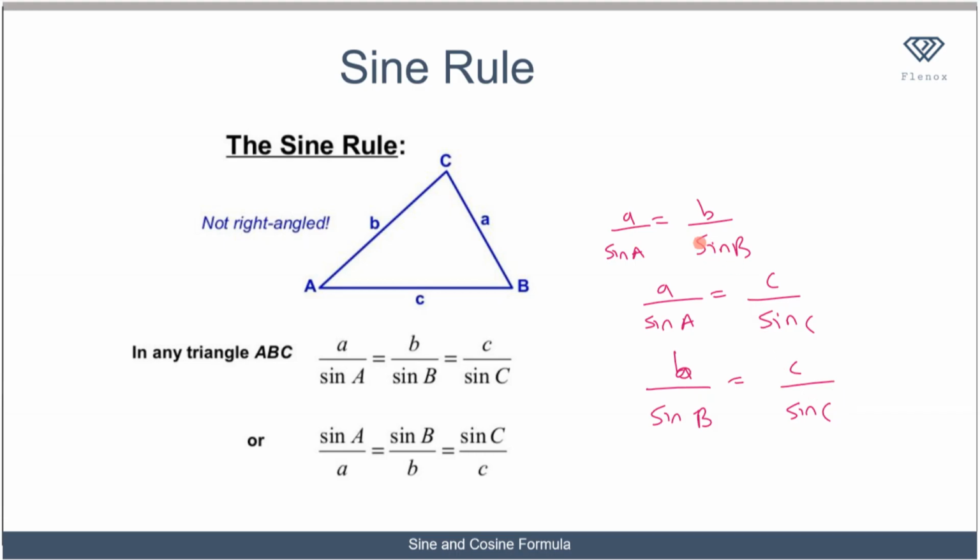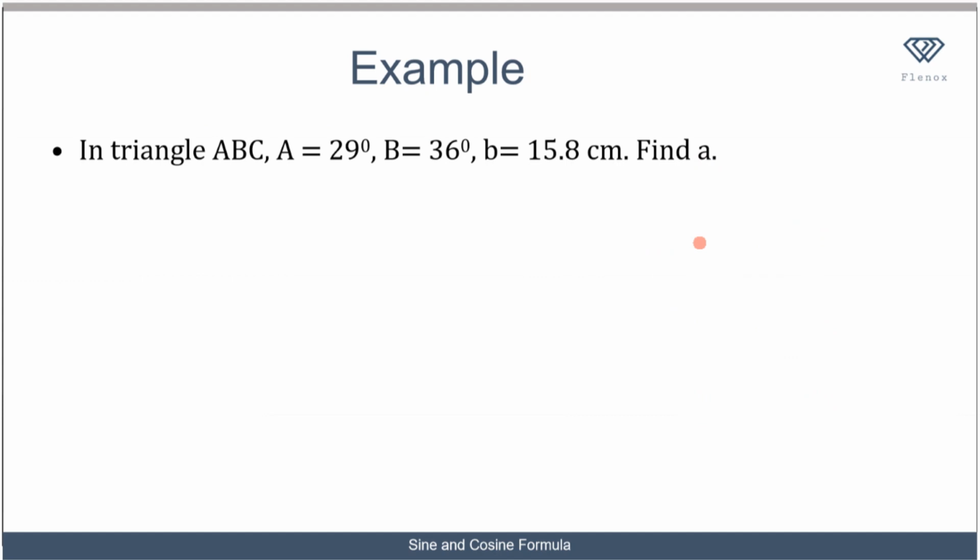So let's see what I'm talking about. In this next example, we are told that in a triangle ABC, and I'm just going to sketch that out roughly, so you have a triangle ABC. I'll call here A, and here B, and here C. We are told that angle A is 29 degrees. So this angle here is 29 degrees. We are told that angle B is 36 degrees. And we are told that the side opposite to angle B, small letter b, is 15.8 centimeter. We are now asked to find small letter a, which is the side opposite to angle A. So this side is small letter a and this side is small letter c.